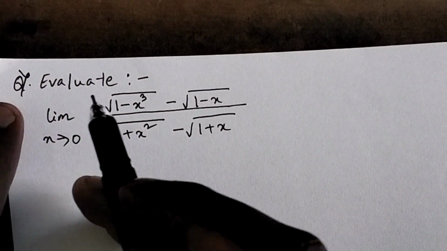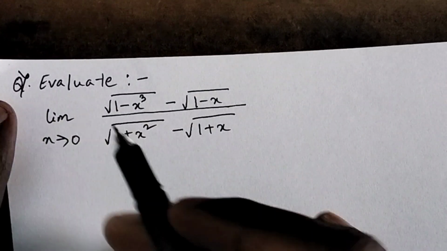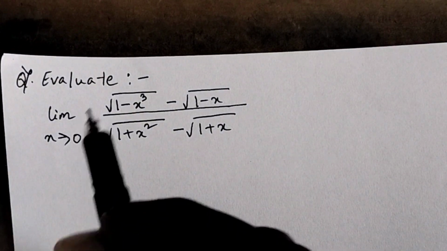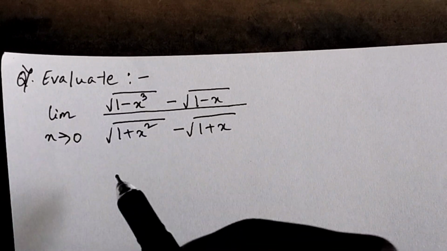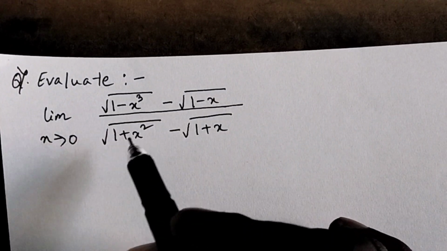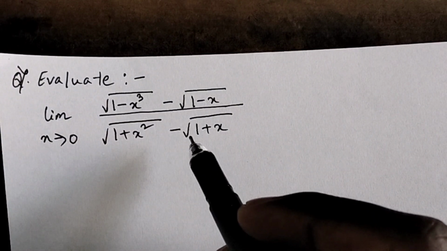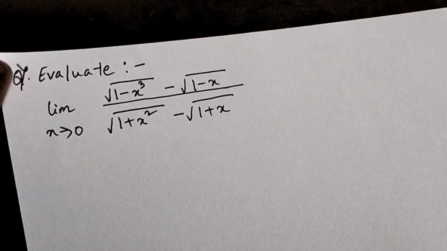In this video I have brought this sum for you all. So look at the sum. We have to evaluate, we have to solve this limit problem: limit x tends to 0, (under root 1 minus x cube minus under root 1 minus x) divided by (under root 1 plus x square minus under root 1 plus x). Clear? So I am starting the solution.